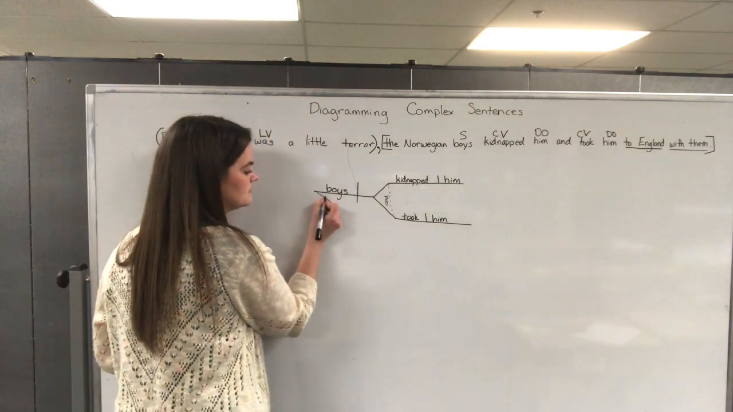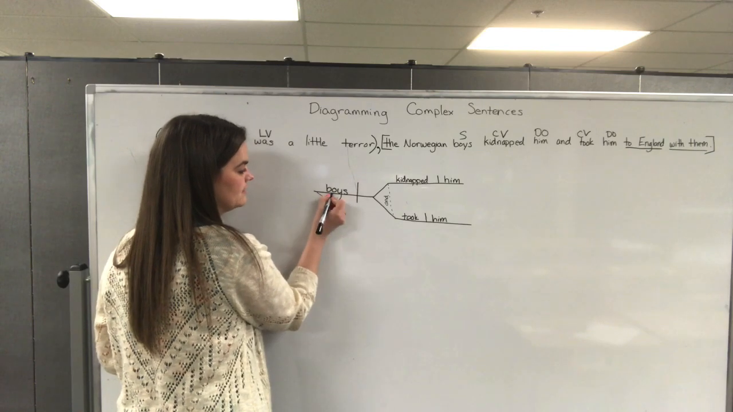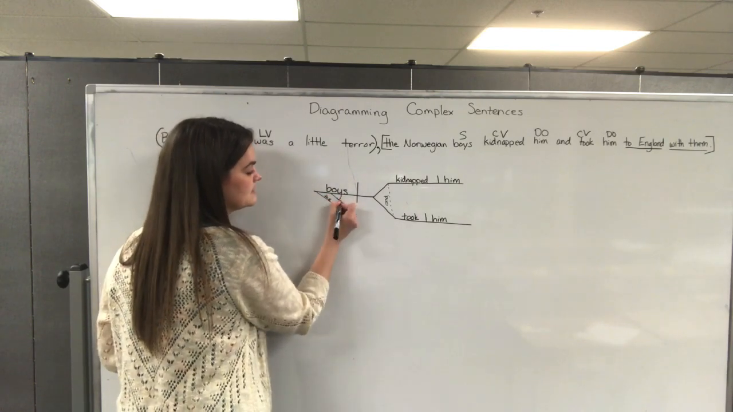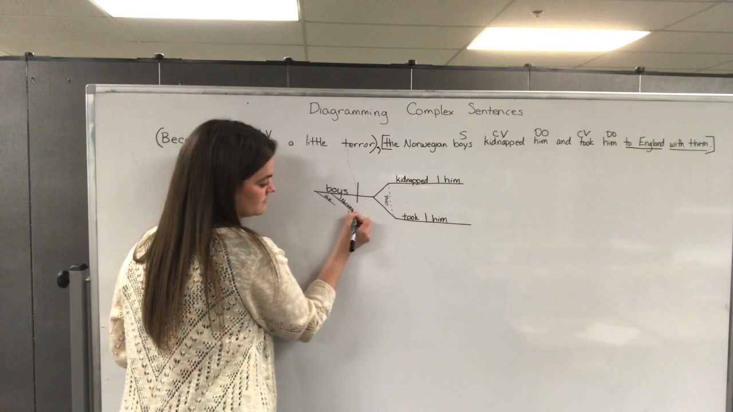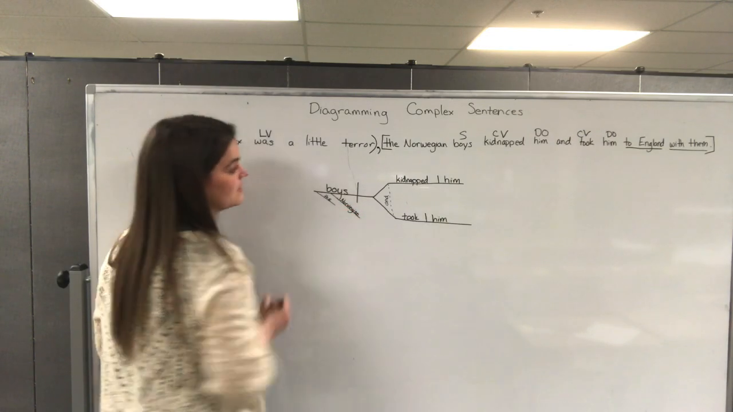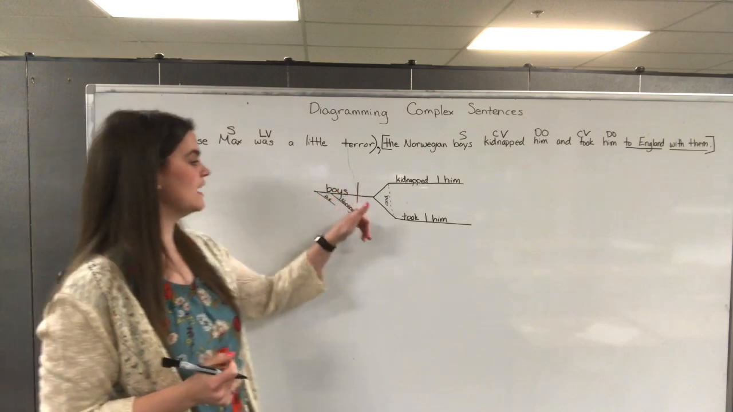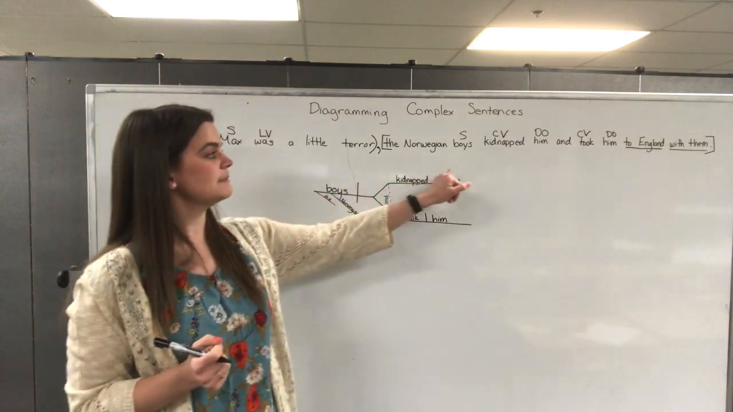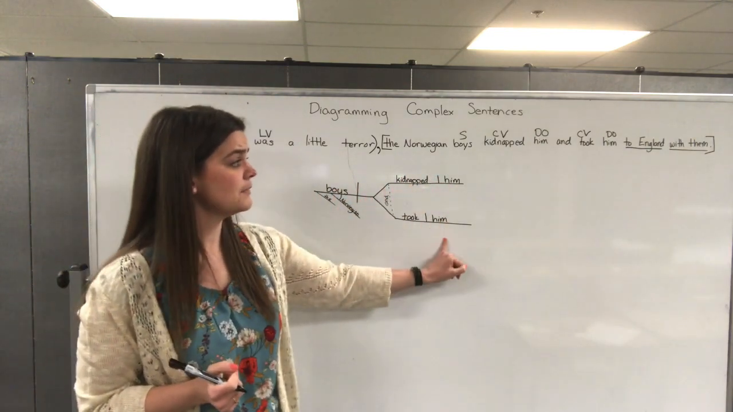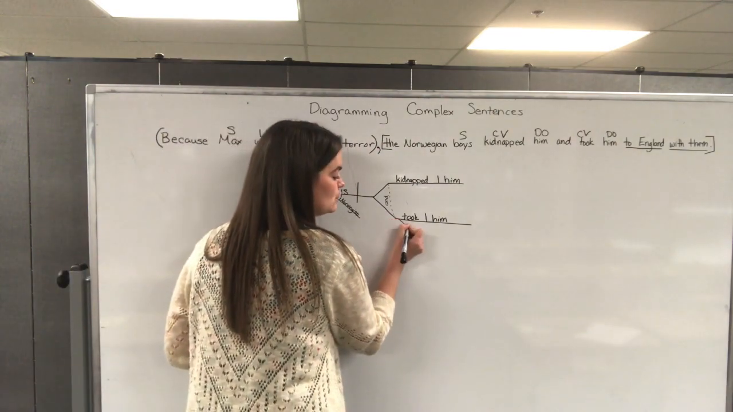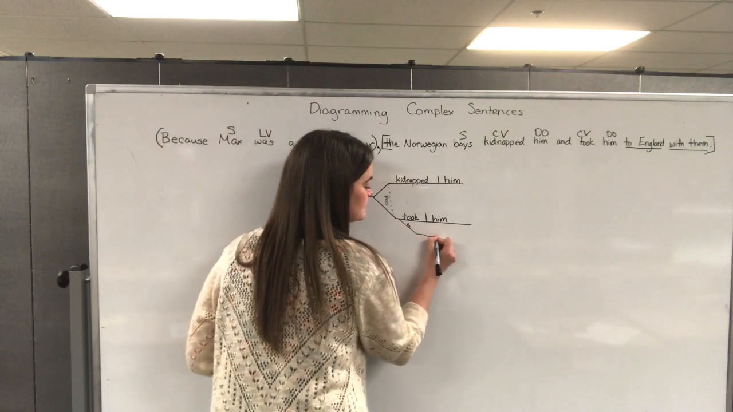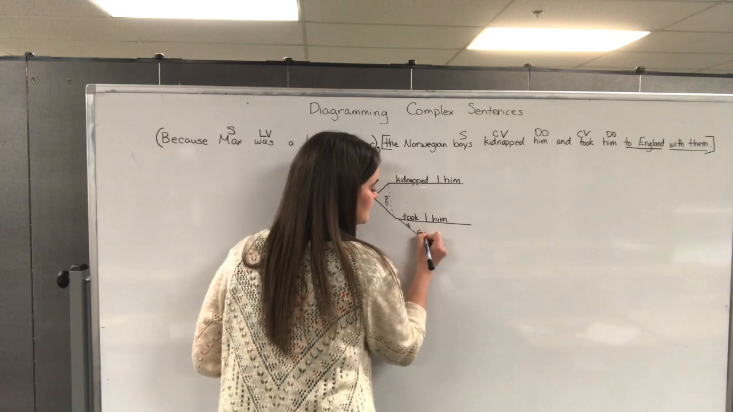The article adjective. What kind of boys? Norwegian. Boys. We have our subject verb line. Kidnapped him and took him. Took him where? To, prepositional phrase. England.